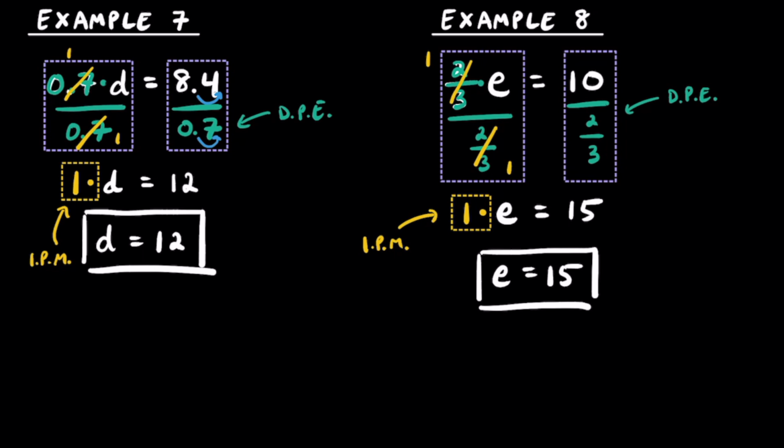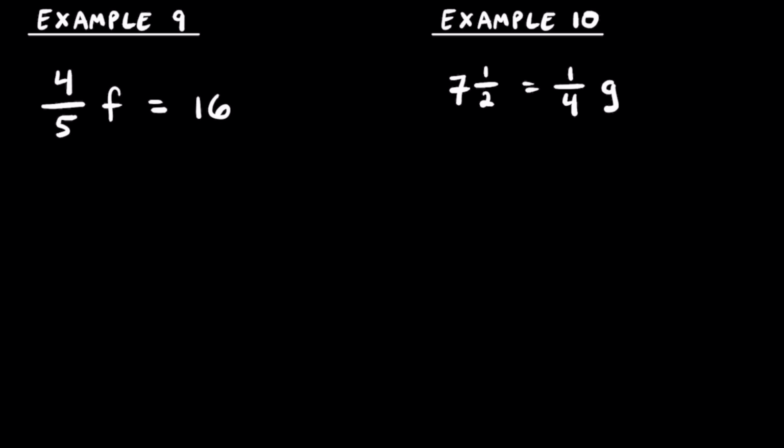While I know working with fractions and decimals can be a little bit annoying, keep in mind that we still use the same properties and use the same algorithms for solving these equations. For example 9, we have the equation 4/5 f is equal to 16. So 4/5 of some number is equal to 16, so to get rid of this 4/5, we're going to have to do the same thing we've been doing and divide both sides by 4/5.